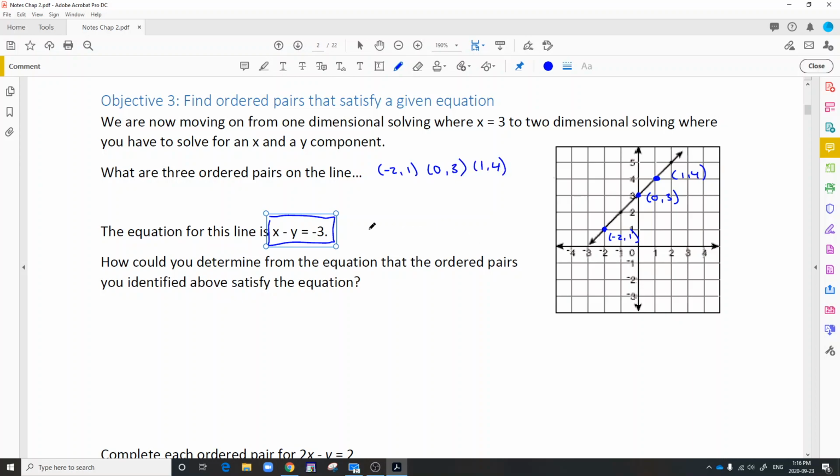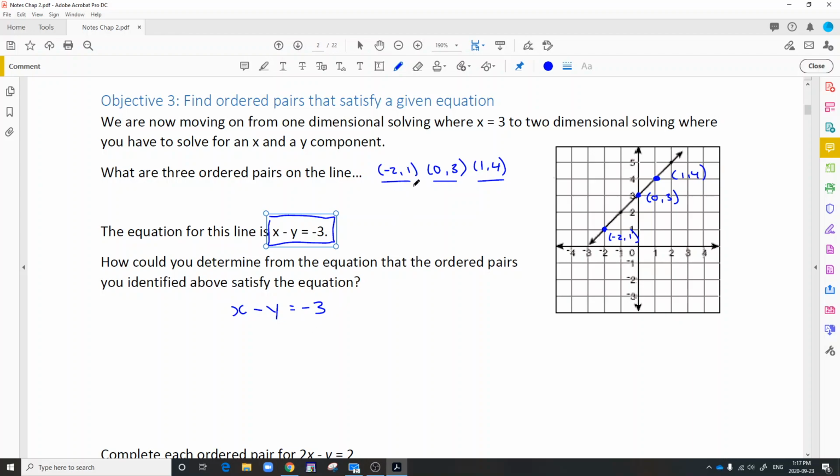So what does that mean? Well, now, instead of just having one value that satisfies an equation, we need a point that satisfies an equation. So all of these points are on the line. So all of these points should satisfy the equation, which means if you have a line that's x minus y equals -3, the points that satisfy this equation will be on the line.